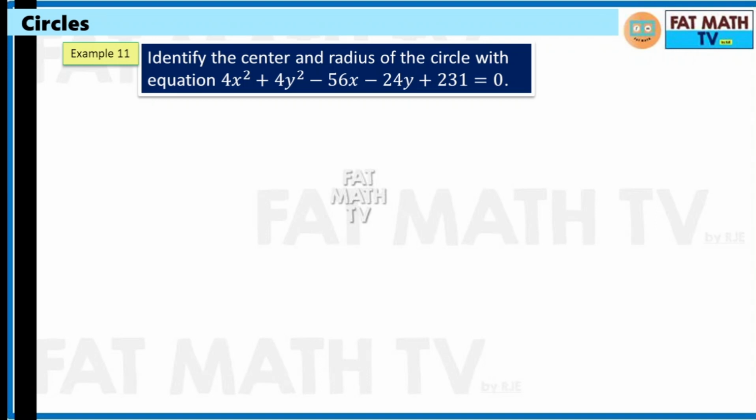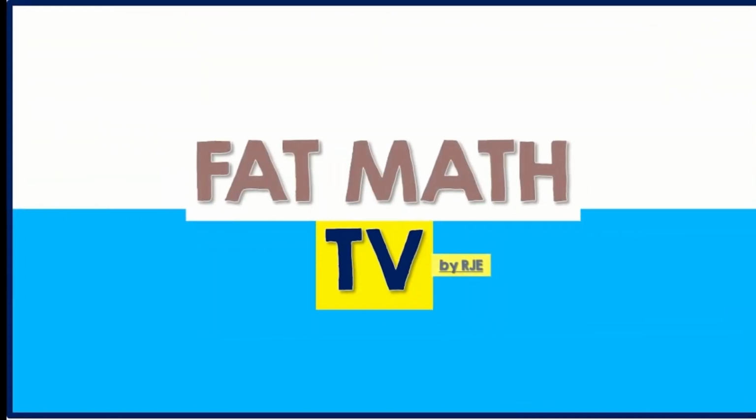Identify the center and radius of the circle with equation 4x squared plus 4y squared minus 56x minus 24y plus 231 equals 0.